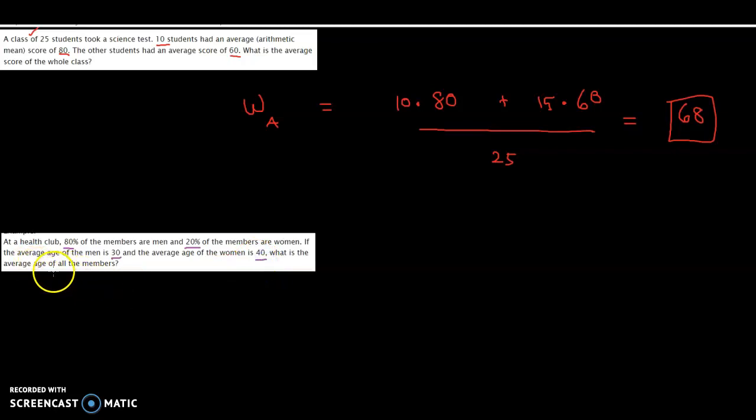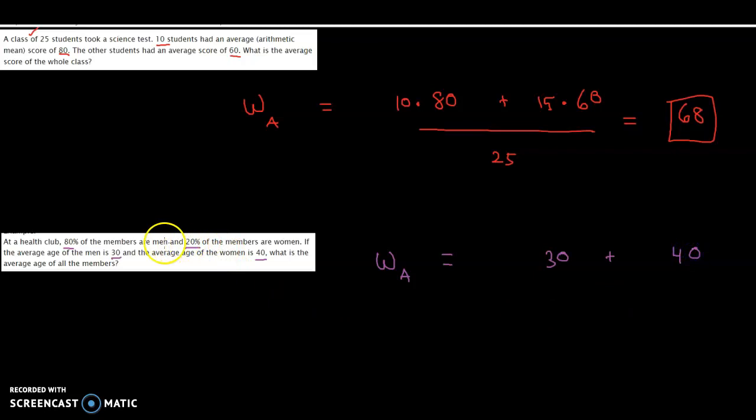What is the average age of all the members? Okay, so we have two different groups of averages, so we know we're dealing with weighted average. Let's just set it up. The weighted average is going to be equal to, let's see what we got. Well, we got a score of 30. One average is 30, plus the other average is 40.